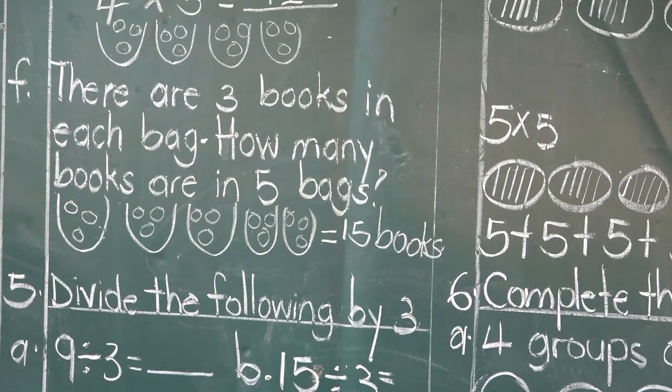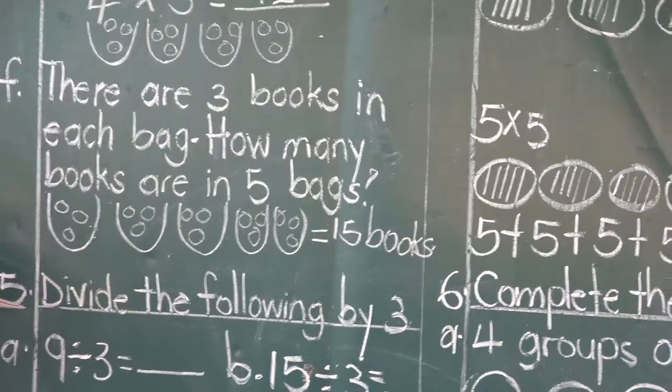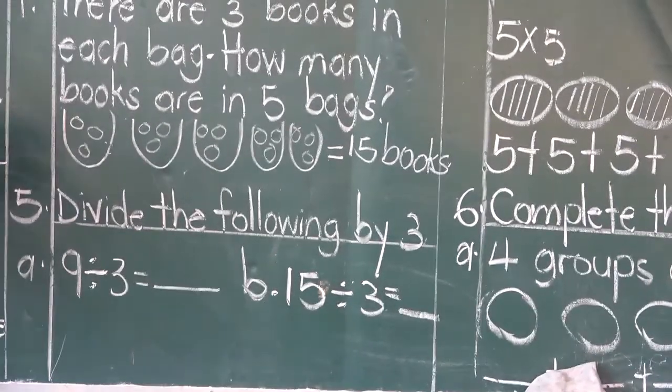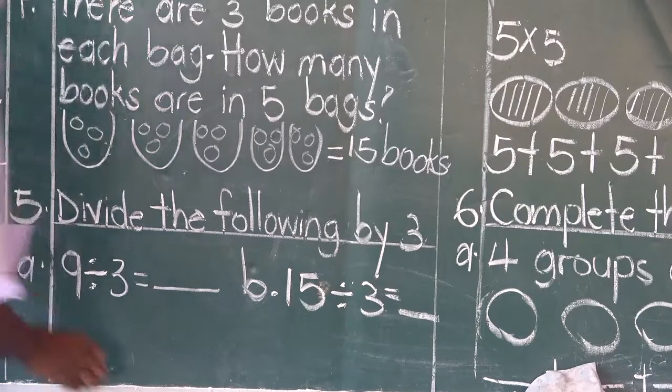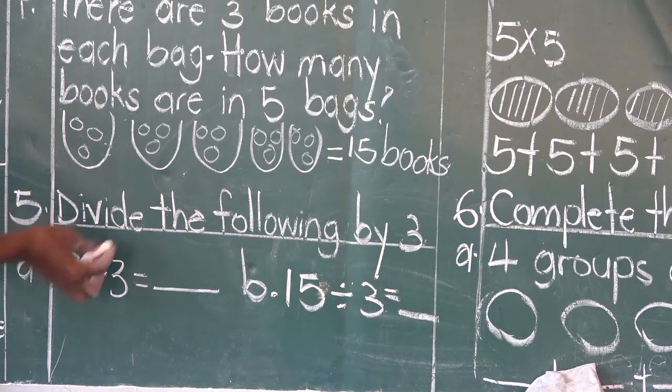5 bags will contain 15 books. Okay, so let's go back. Let's look at this. Divide the following by 3. The other one we are dividing by 2. But still, it is the same procedure. There is no difference.